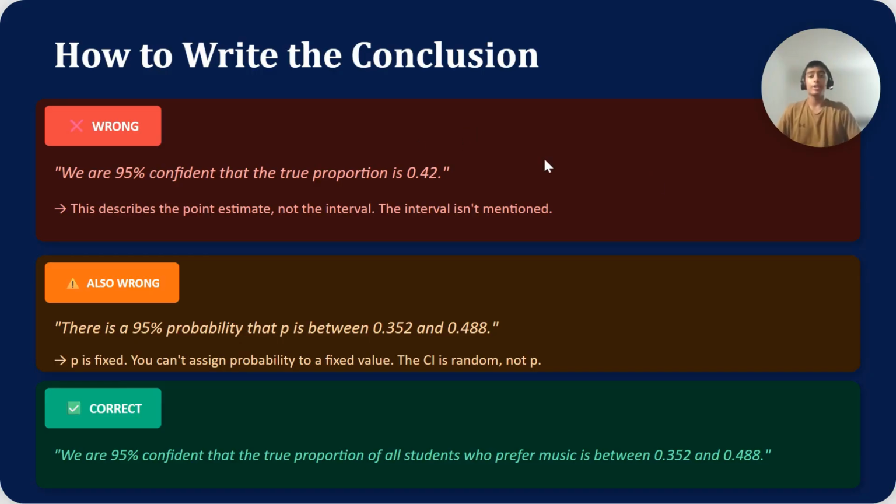This, the red box, is completely wrong. We are 95% confident that the true proportion is 0.42. That's describing the point estimate. You didn't even mention the interval.